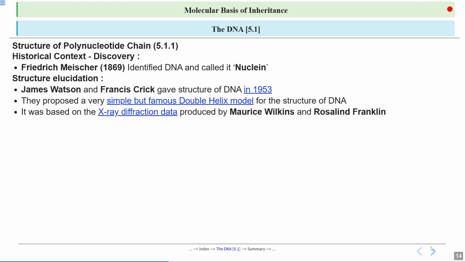It was based on what? It was based on the X-ray diffraction data produced by Maurice Wilkins and Rosalind Franklin. So how did they propose this model? They proposed it from the data they got from X-ray diffraction, and this X-ray diffraction data was produced by whom? It was produced by Maurice Wilkins and Rosalind Franklin.